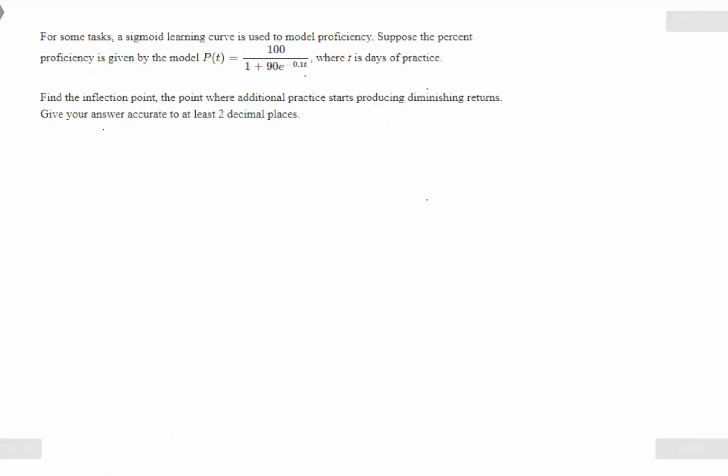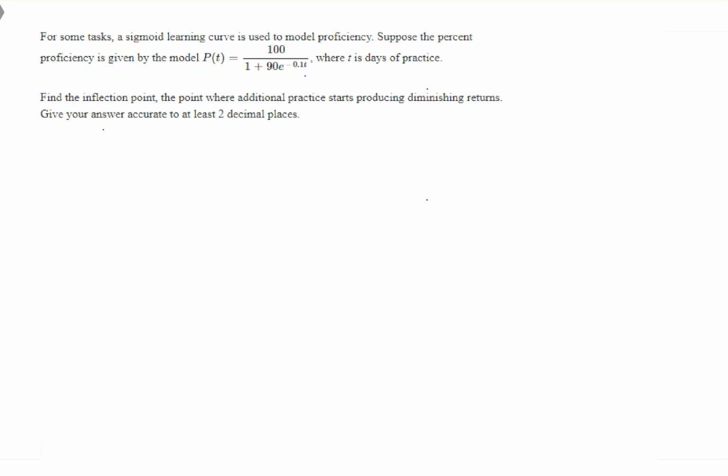For some tasks, a sigmoid learning curve is used to model proficiency. Suppose the percent proficiency is given by the model P(t) = 100 / (1 + 90e^(-0.1t)), where t is in days of practice. Find the inflection point, the point where additional practice starts producing diminishing returns. Give your answer accurate to at least 2 decimal places.